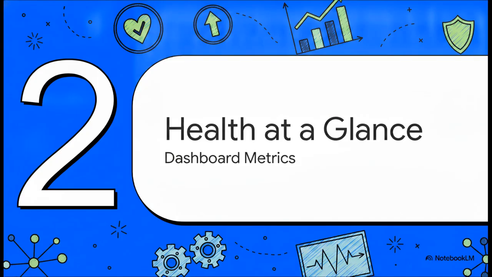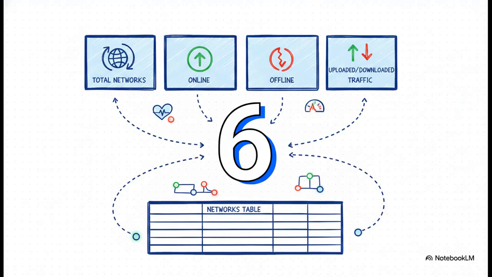Moving right along to section 2, dashboard health at a glance. Take a look at those stat cards sitting directly above your networks table. We've got the number 6 highlighted for total networks. These stat cards are going to be your best friend. They summarize your entire fleet in a split second, showing total, online, and offline networks or agents, plus your aggregate uploaded and downloaded traffic. And the best part? These update live. They give you an instant, super accurate health read without you having to click into any individual network. It's a real time saver.